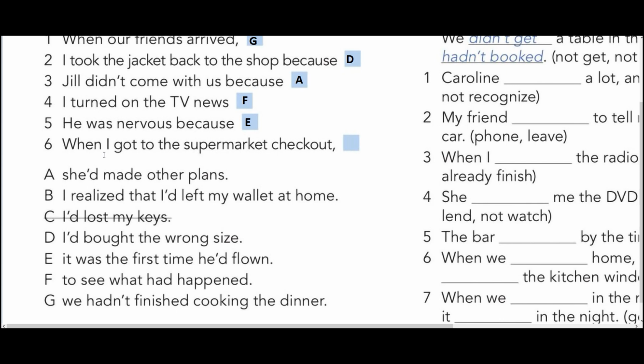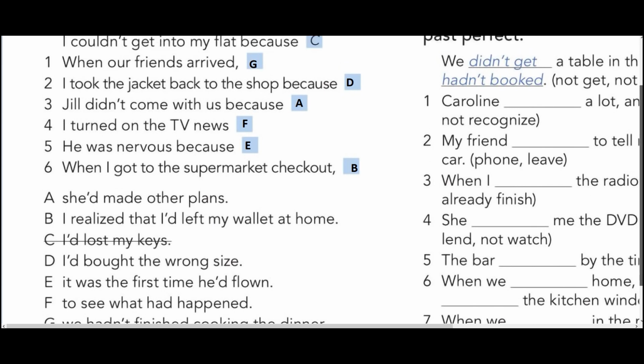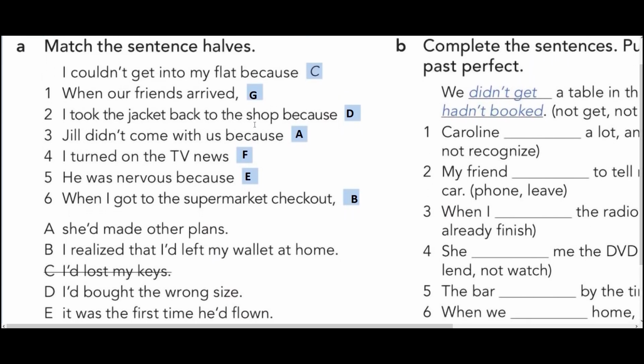Number 6. When I got to the supermarket checkout, I realized that I'd left my wallet at home. So, it happened first, this happened later. That is how it works. So, let's see the answers now.